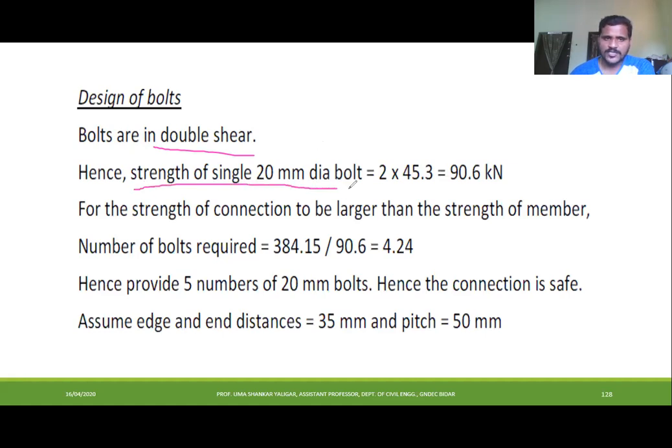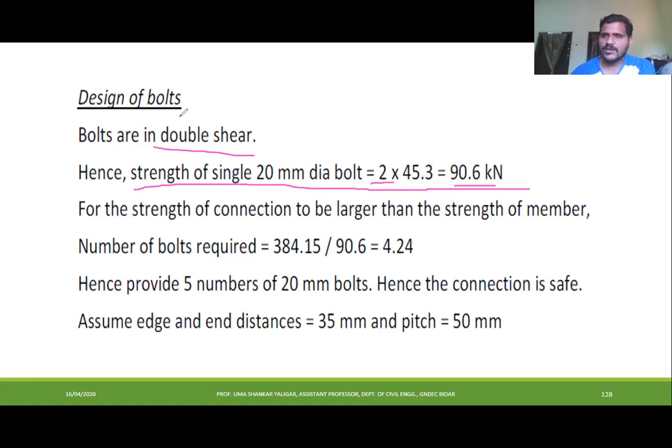Here, the strength of a single 20 mm diameter bolt for one angle section is 45.3. There are two angle sections, that's why 2 into 45.3, that is 90.6 kilonewton. Okay, this procedure you already know, that's why I'm not doing it here. Please look into that.